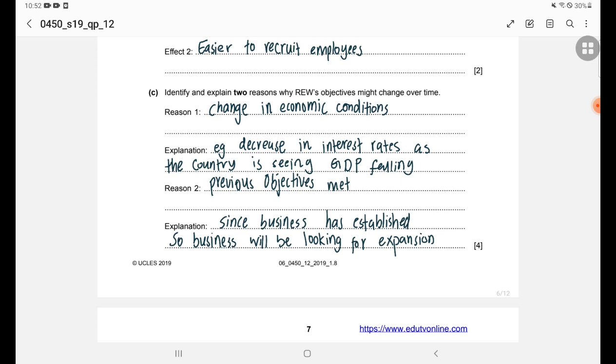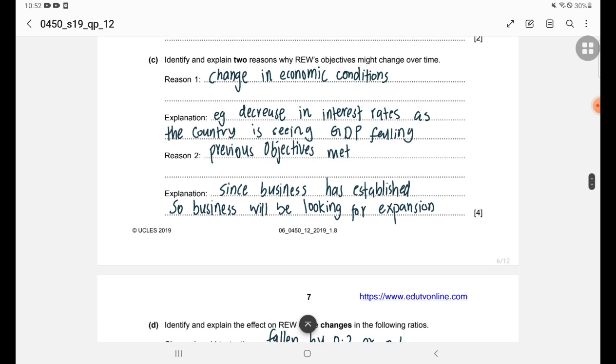And then another answer is that previous objectives have been met. Now this is a good one, and the previous one is a bad reason. I just showed you how I wrote opposites. Since the business has already established itself and is doing well, the business will be looking for expansion or more things to do other than just establishing the business, of course.